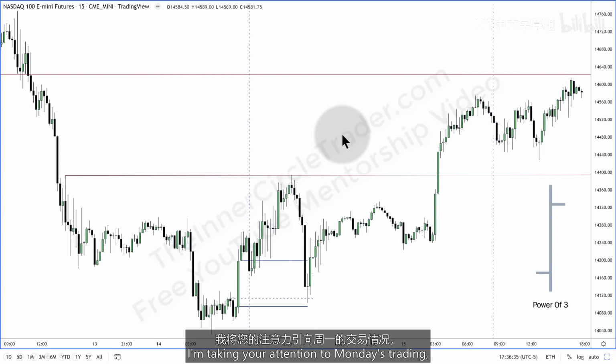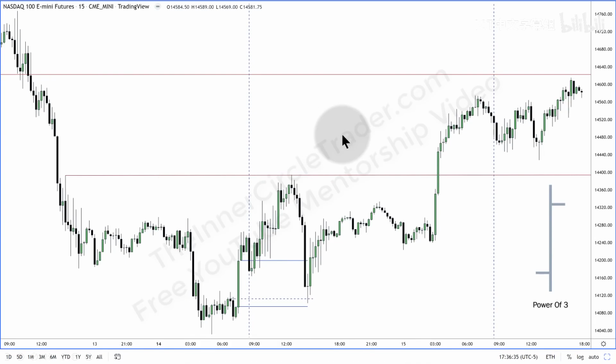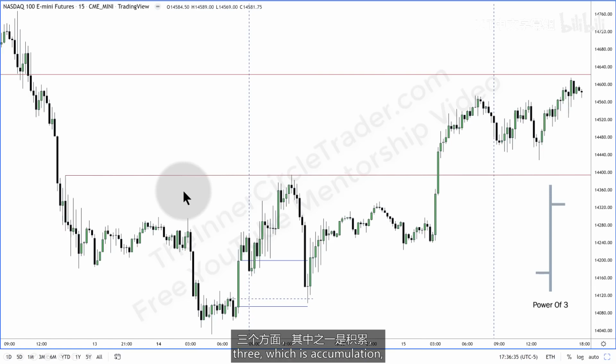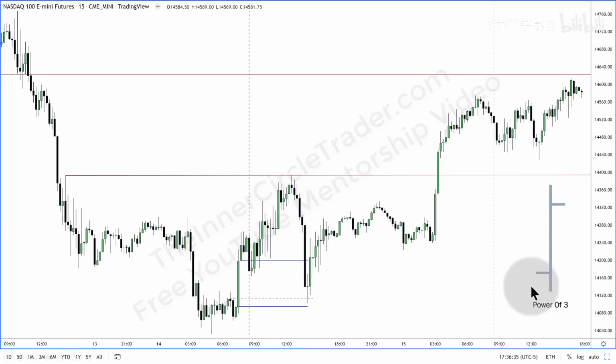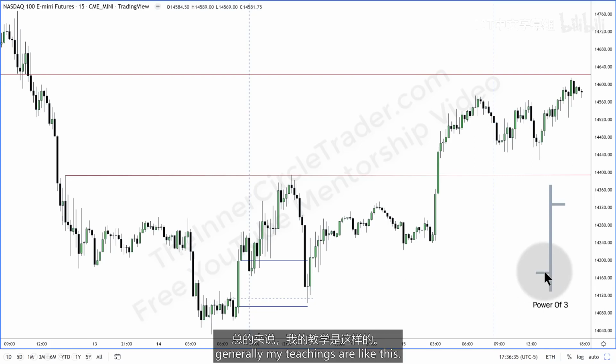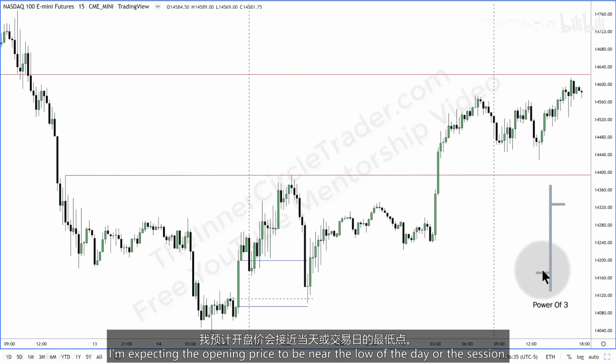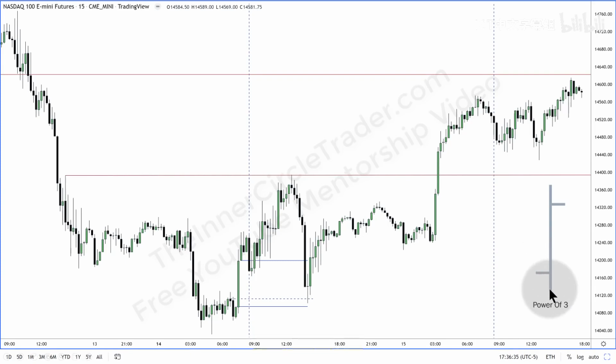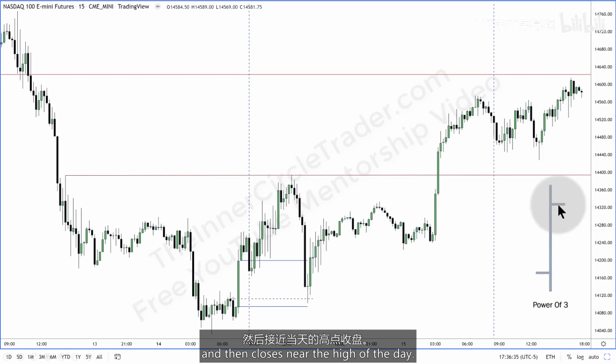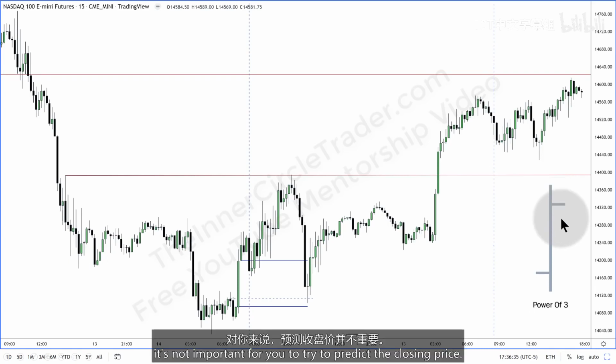I'm taking your attention to Monday's trading. And I want to talk a little bit about Power 3, which is accumulation, distribution, and manipulation. Generally my teachings are like this. If I'm bullish, I'm expecting the opening price to be near the low of the day or the session. Then it trades lower, making some important low, and then rallies, creates a high, and then closes near the high of the day.